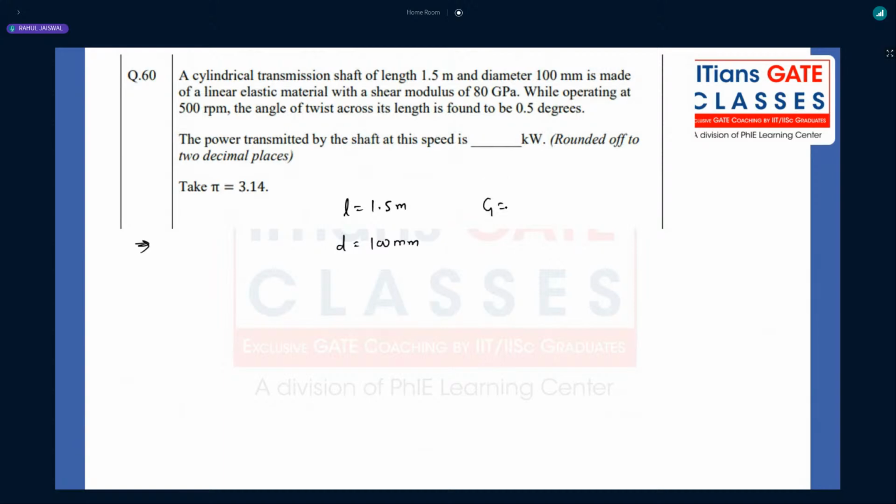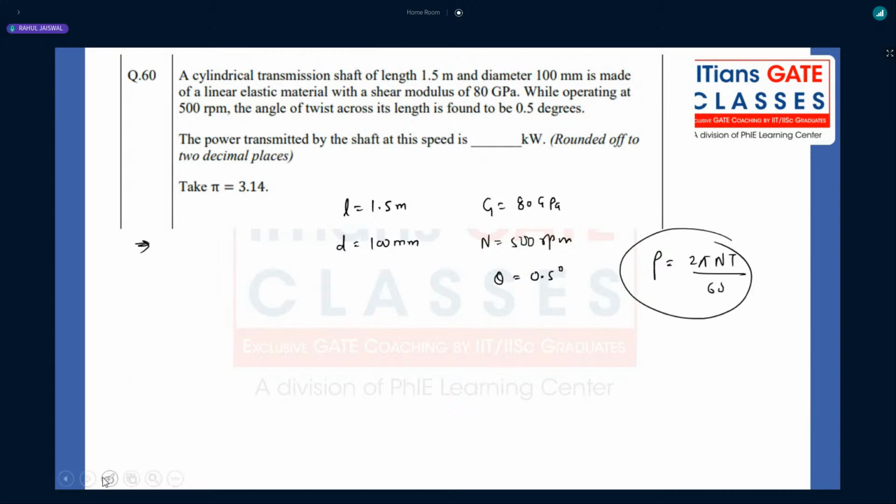The shear modulus they have given is 80 gigapascal, while operating at a speed of 500 rpm. The angle of twist they have given as 0.5 degree. The power being transmitted by the shaft will be how much? First of all, for the power transmission, we should know 2 pi nT by 60, right? That is a formula that we know.